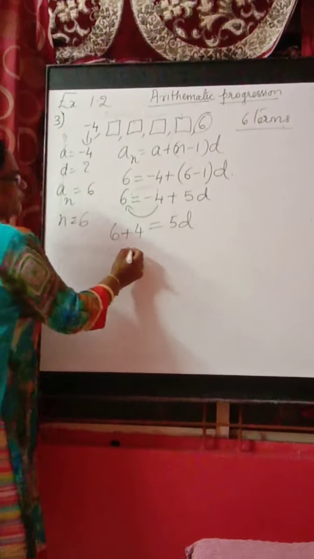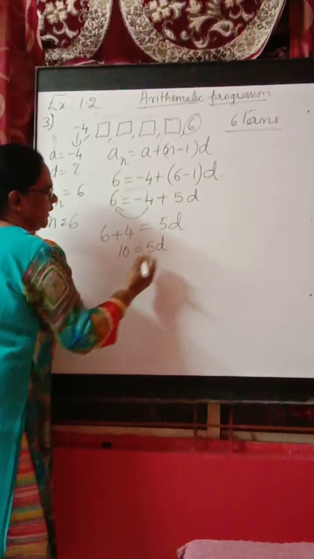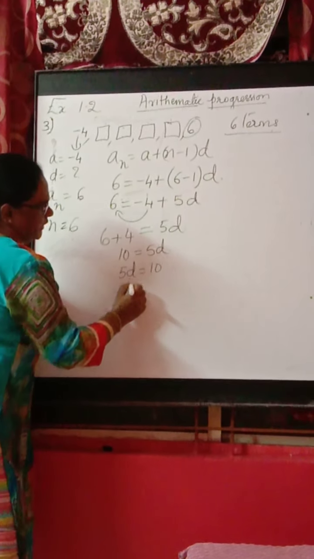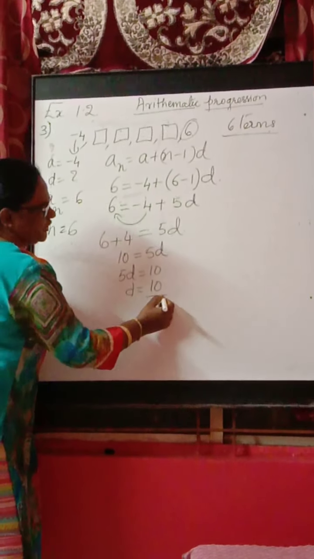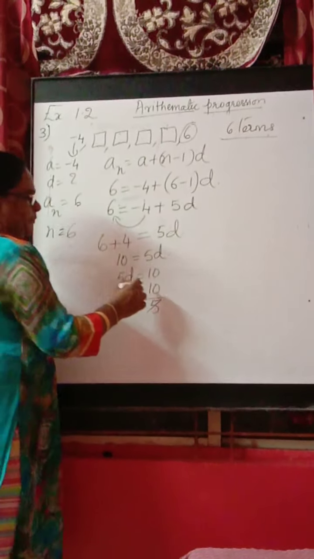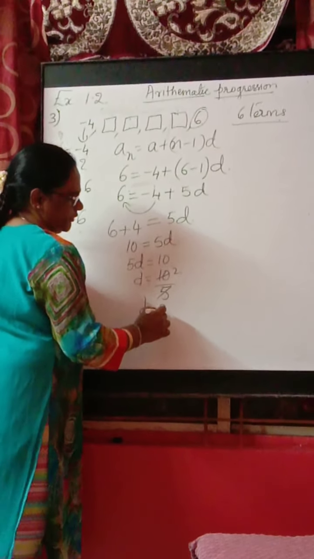6 plus 4 is 10. 10 is equal to 5D. Means you can write it as 5D is equal to 10. D is equal to 10 as it is, divided by the coefficient of D. So D is equal to 2.